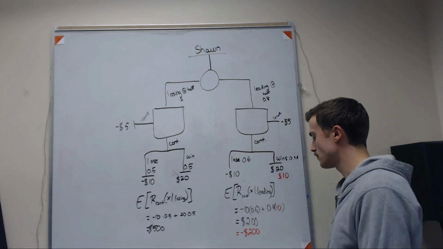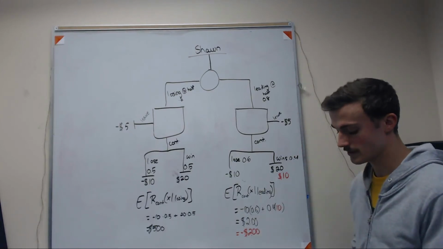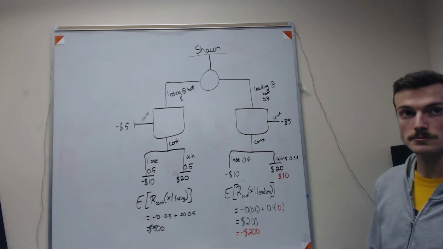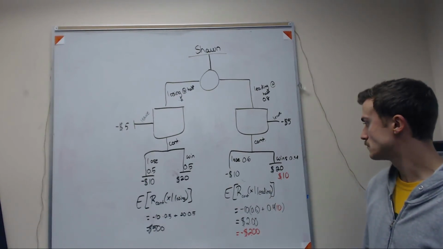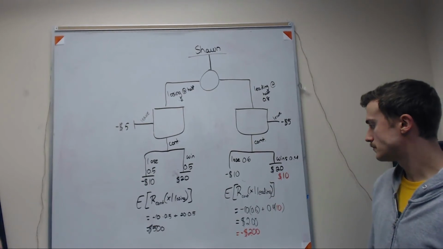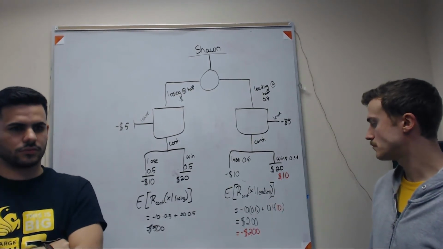So what do you do? You still continue. Why? Because you lose 5 or lose 2. It's better off. Yes. So you're going to lose money either way, so you might as well lose less money.